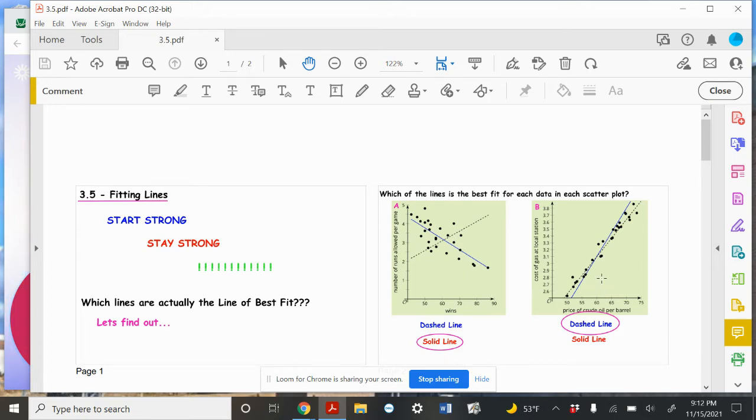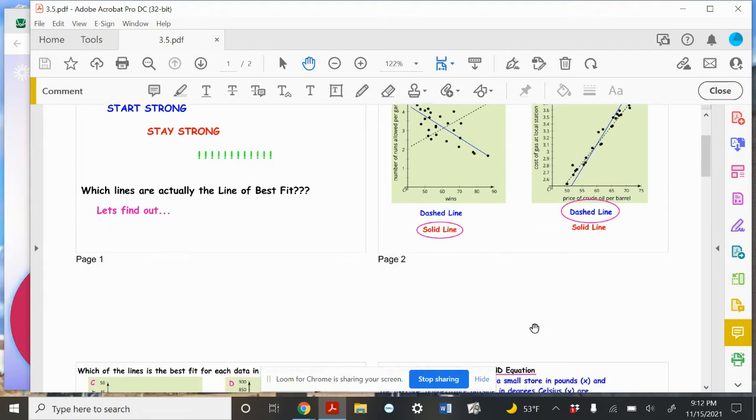When we're looking at this particular data, we really want to find a line that has an equal number of points above it and below it. So the dashed line is probably a better fit than the solid line, because the solid line starts off way down here, not really close to the data, and then goes past the data as it increases. So this dashed line would probably be a better fit.